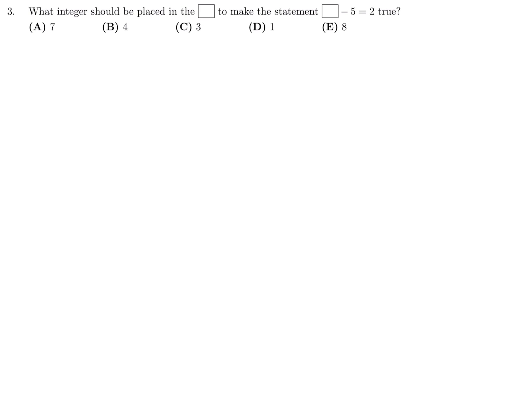What integer should be placed in the box to make the statement box minus 5 is equal to 2 true? I'll just write an x instead of a box. That means x minus 5 is equal to 2. Bring the 5 over to the other side and you get x equal to 7, or box equal to 7. And therefore number 3, the answer is A.